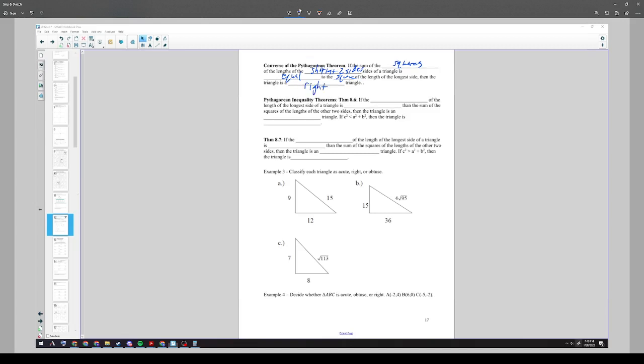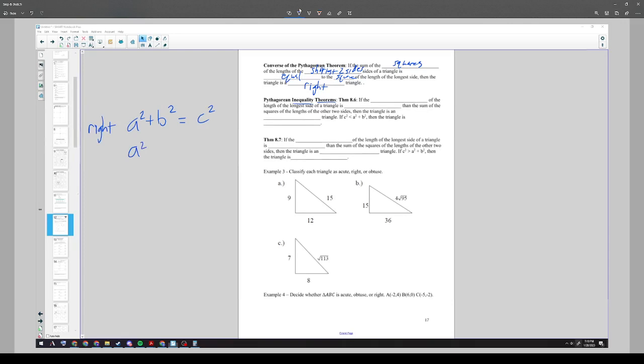So that in and of itself is all right, but it actually goes a little beyond just the converse of the Pythagorean theorem, which is the Pythagorean inequality theorem. So this theorem can tell us if a triangle is acute, obtuse, or right based on the 3 lengths. So we have this relationship a squared plus b squared, and then we have c squared. So we know that if they're exactly equal, that is a right triangle, and it has to be perfectly equal.